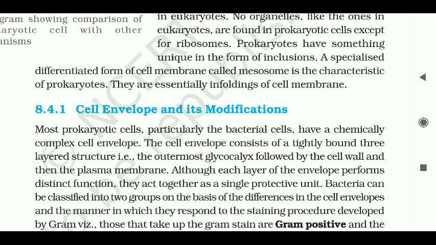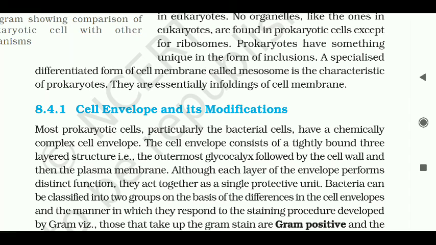Cell envelope and its modifications. Most prokaryotic cells, particularly the bacterial cells, have a chemically complex cell envelope. The cell envelope consists of a tightly bound three-layered structure, that is the outermost glycocalyx, followed by the cell wall and then the plasma membrane. Although each layer of the envelope performs distinct function, they act together as a single protective unit.